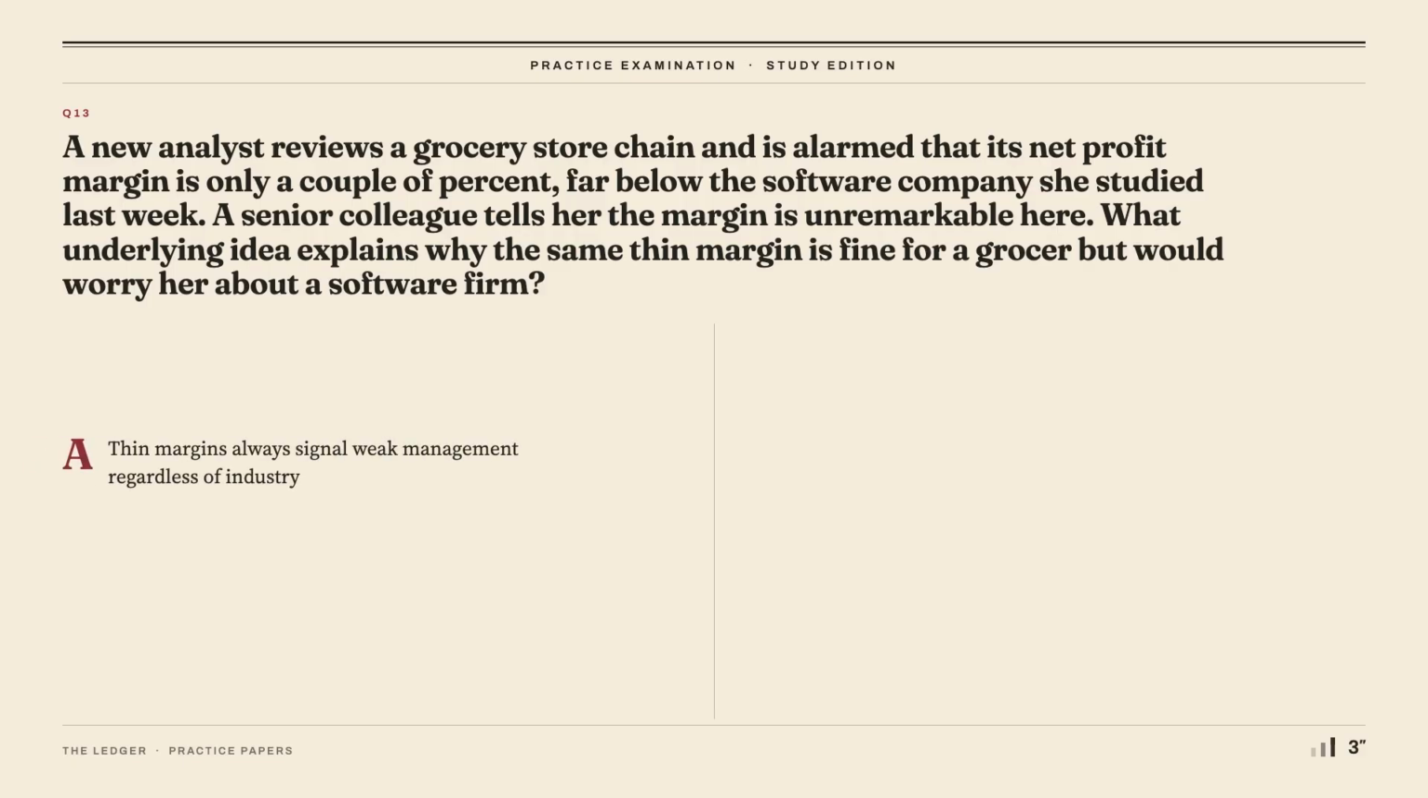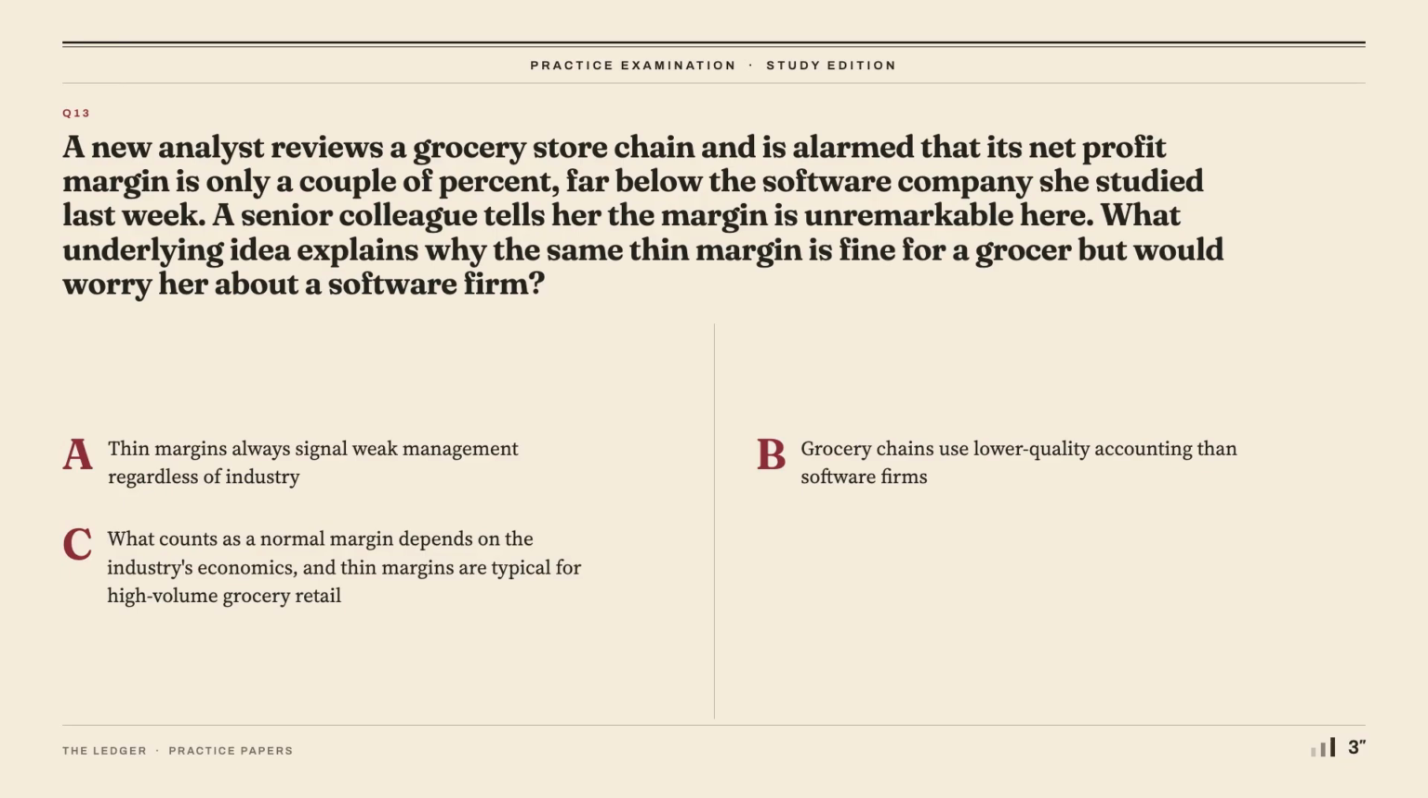Thin margins always signal weak management regardless of industry. B. Grocery chains use lower quality accounting than software firms. C. What counts as a normal margin depends on the industry's economics, and thin margins are typical for high-volume grocery retail. D. Net profit margin is never a meaningful figure for any company. Pick one. Trust your gut. Here's your chance to test yourself.